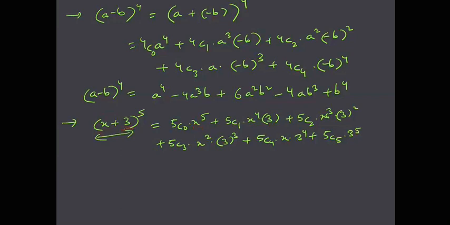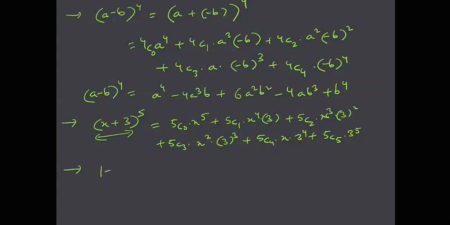The pattern is the same, right? You try to remember the pattern. So 5c0, 5c1, 5c2, 5c3, 5c4, 5c5, because the power is 5, and since the highest power of x is 5, it will start with x power 5, and the power of x will be decreasing by 1, whereas the second term, that is 3, will be increasing by 1. So here it was 3 power 0, now it is 3 power 1, 3 power 2, 3 power 3, 3 power 4, and 3 power 5. So this is how you expand this (x + 3) whole power 5.